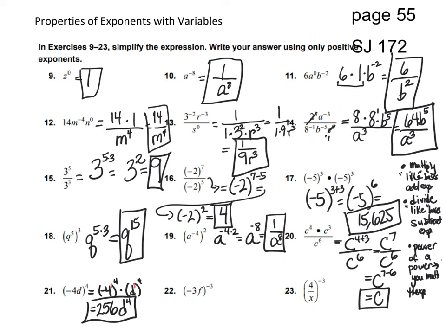For 22, I'm going to do the same thing. I'm going to raise each term. Actually, I changed my mind. Since this entire thing is raised to the negative 3 power, I think it's easier if you go ahead on this particular problem and put that expression negative 3f to the positive 3rd power in the denominator. And then do negative 3 raised to the 3rd power and f raised to the third power.